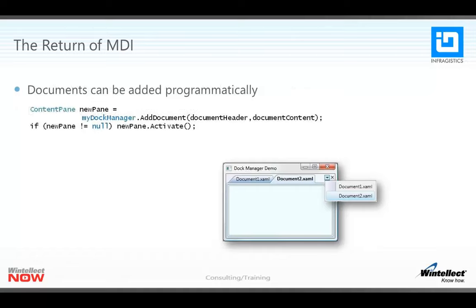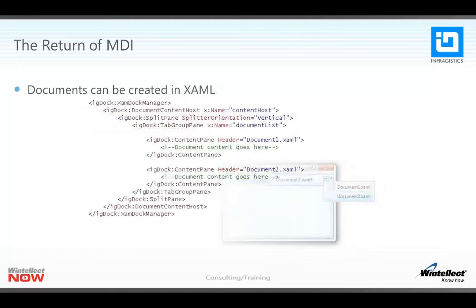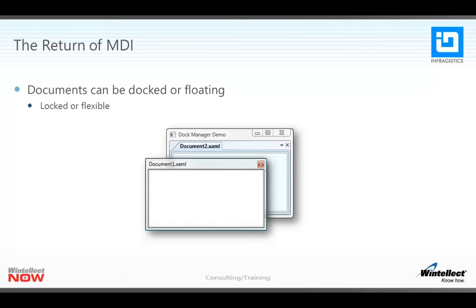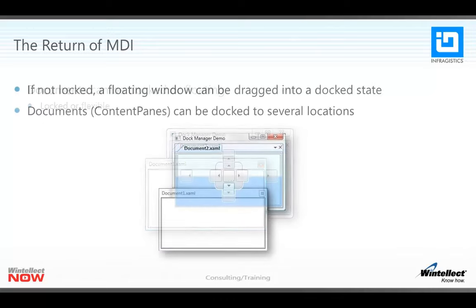Documents can be assigned to the document content host via XAML or programmatically. The method addDocument takes two parameters for setting the document header and its content. This XAML illustrates assigning two documents to the document content host declaratively. Documents can be docked or floating. This functionality can be locked or set to flexible, which allows the user to choose how the document should be viewed. If not locked, a floating window can be dragged into a docked state.